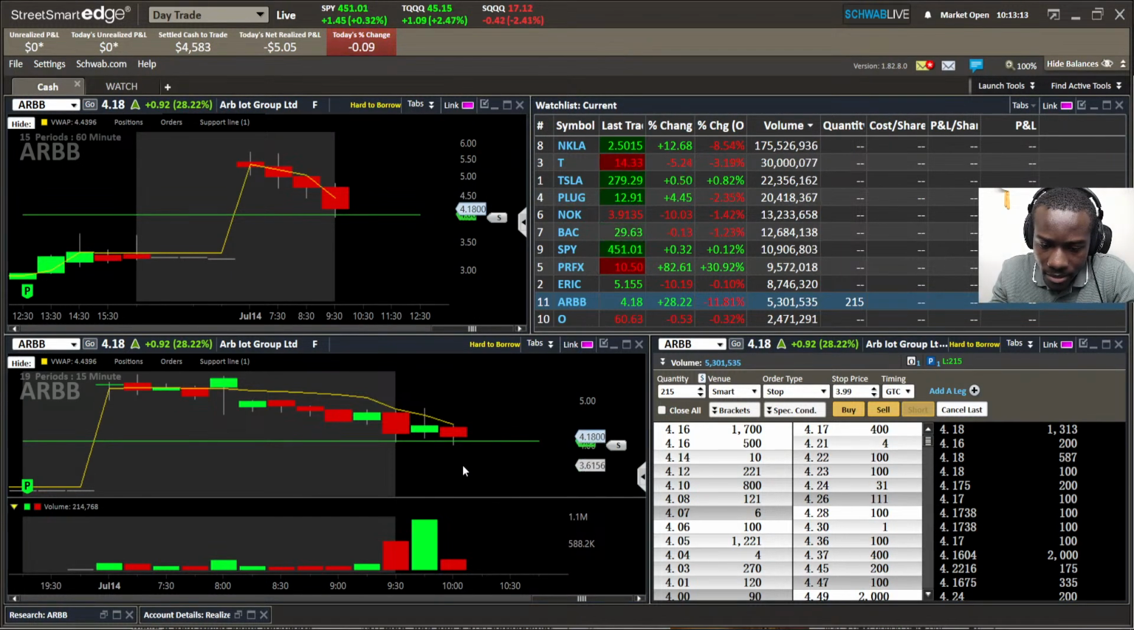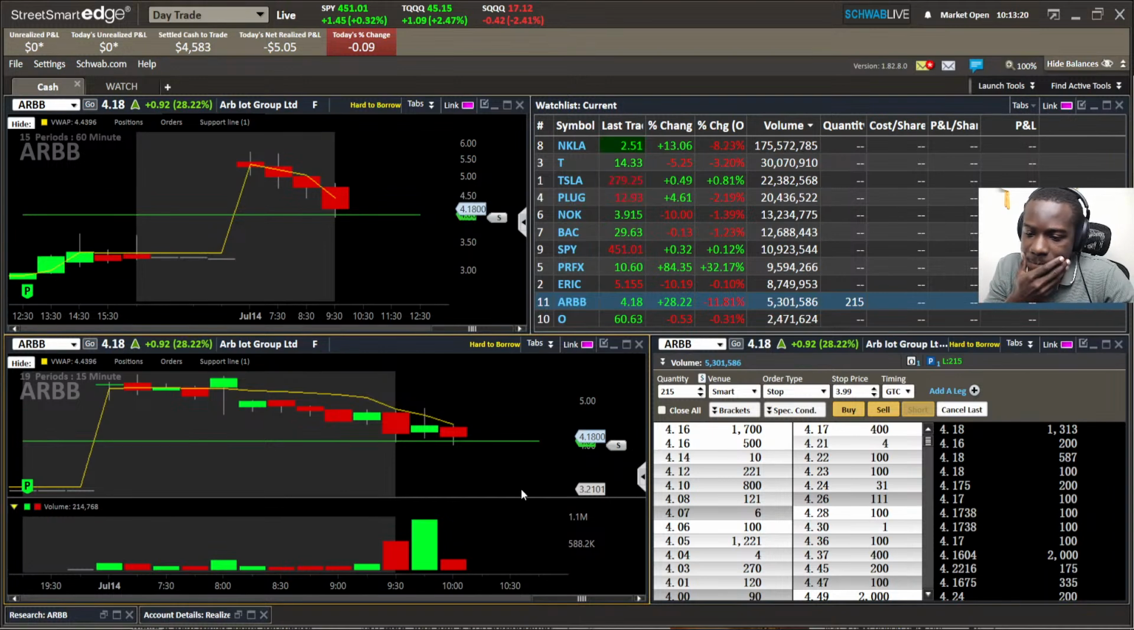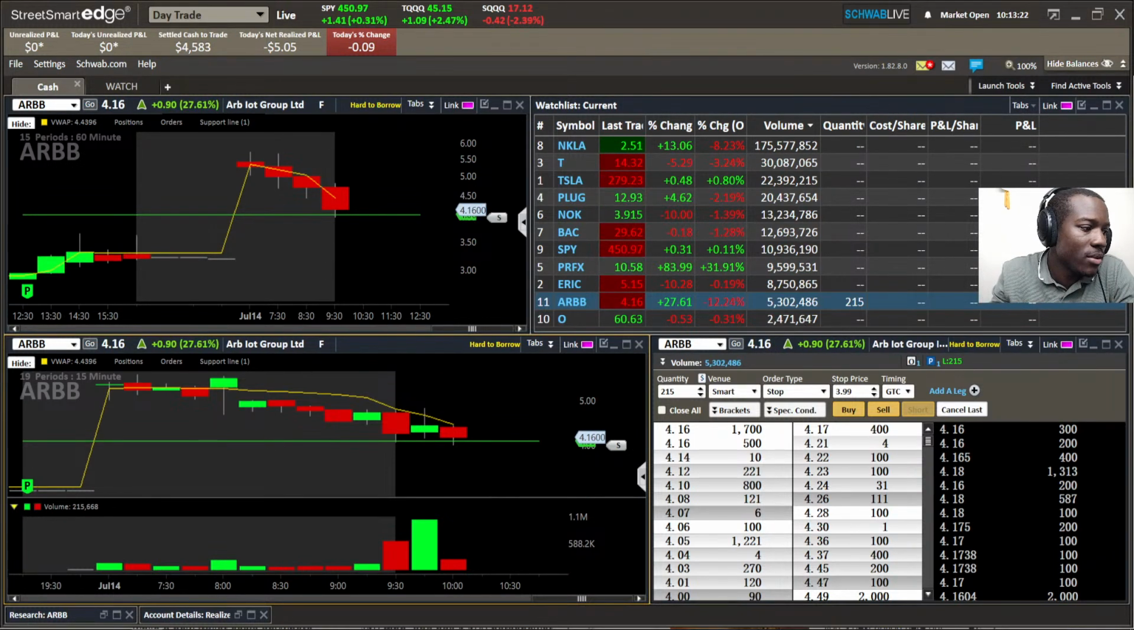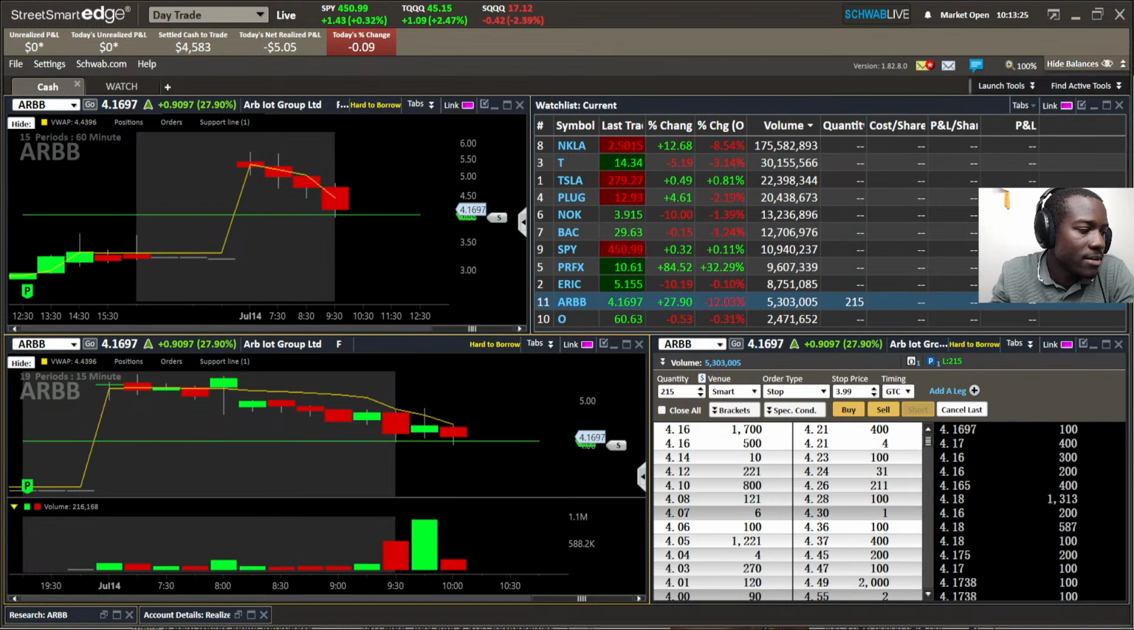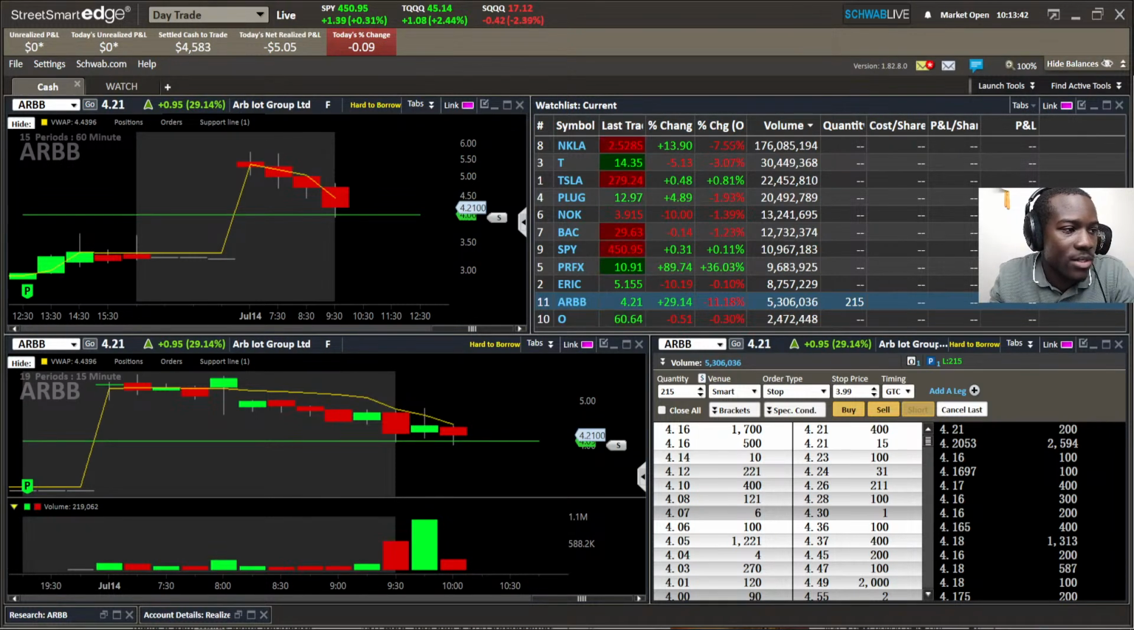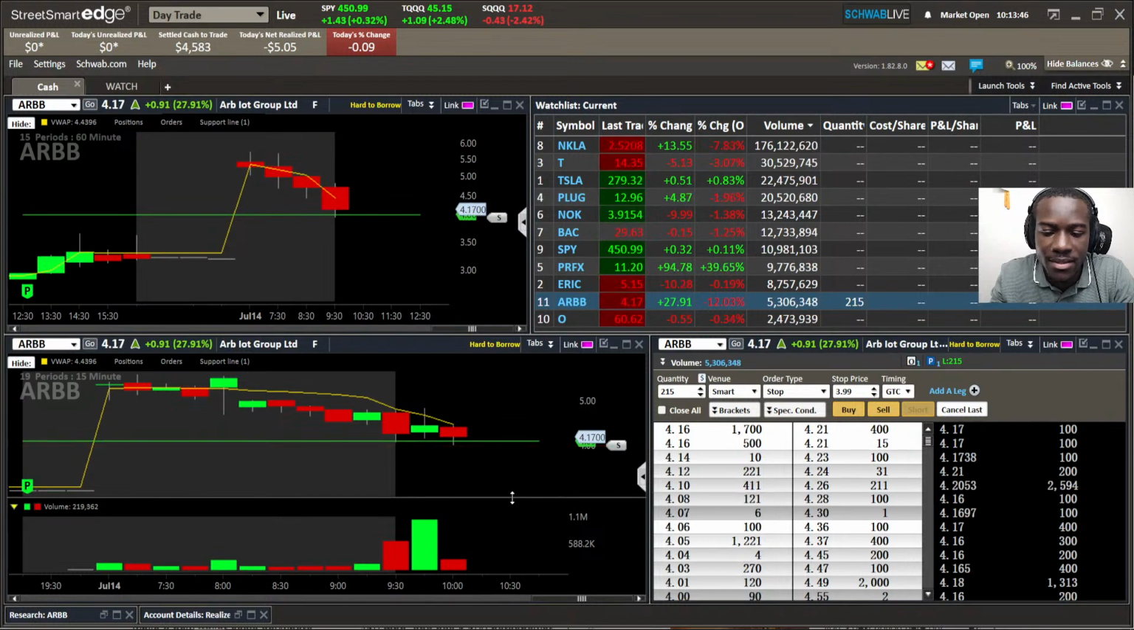But the risk right now is managed. Wish I knew my entry price though. My average entry price. I bought, okay, so my average entry price is 416. 416. Okay, so right now risking 16 cents.